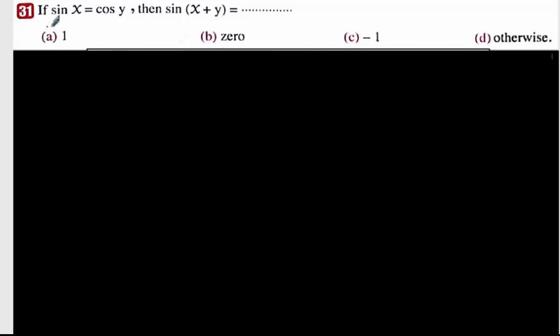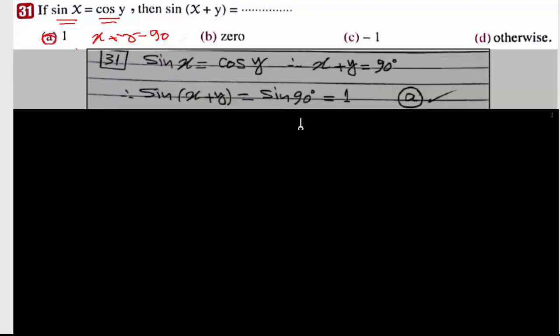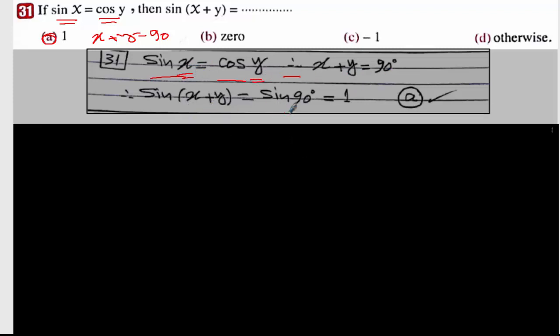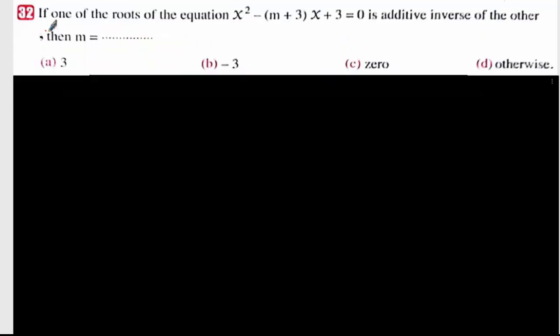Question number 31. If sine x equals cosine x, then sine of x plus y equals. We know that it is a rule: when sine x equals cosine x, so x plus y equals 90. Okay? So sine 90 equals 1. Again, we have sine x equals cosine x. That means x plus y equals 90. So sine of x plus y equals sine 90, and sine 90 equals 1, and you will choose the letter A here.